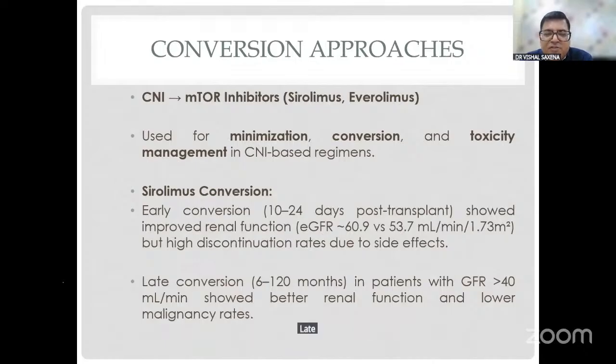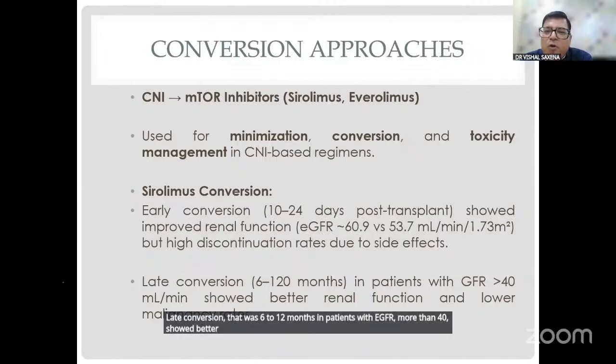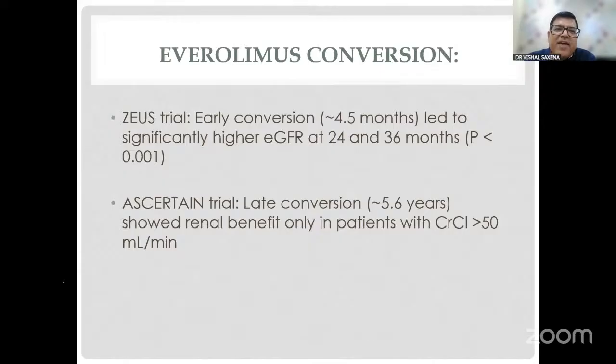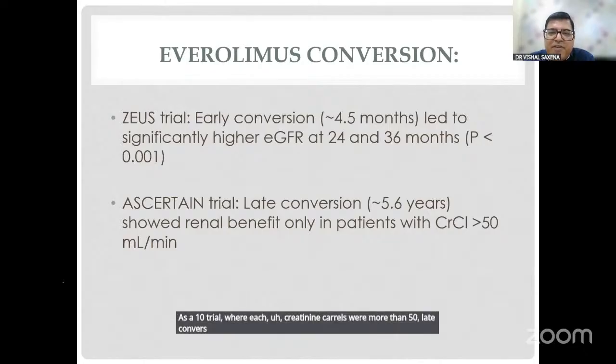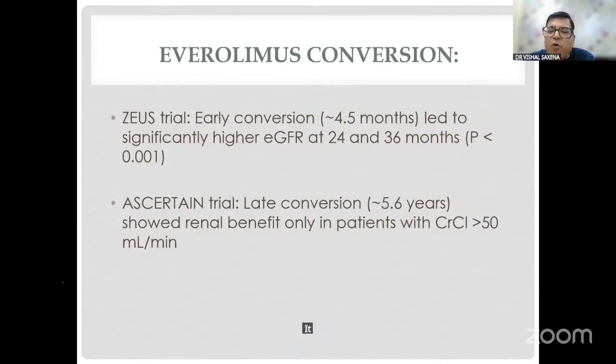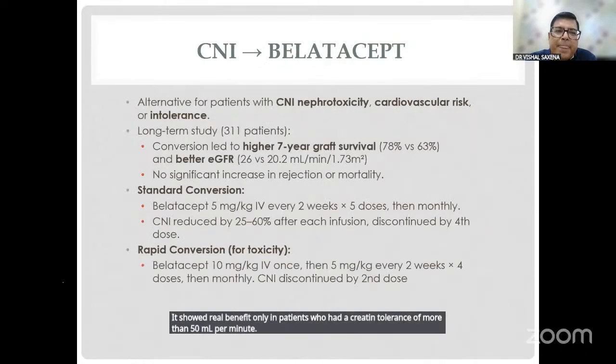Late conversion, that was 6 to 12 months in patients with eGFR more than 40, showed better renal function and lower malignancy rates. In everolimus conversion, the Zeus trial showed early conversion at 4.5 months led to significantly higher eGFR at 24 and 36 months, p-value of less than 0.01. In the ASCERTAIN trial, where creatinine clearance was more than 50, late conversion after 5.5 years showed renal benefit only in patients who had a creatinine clearance of more than 50 ml per minute.